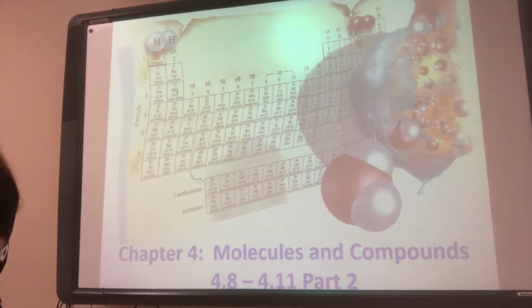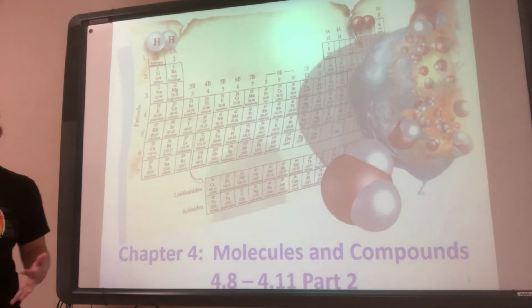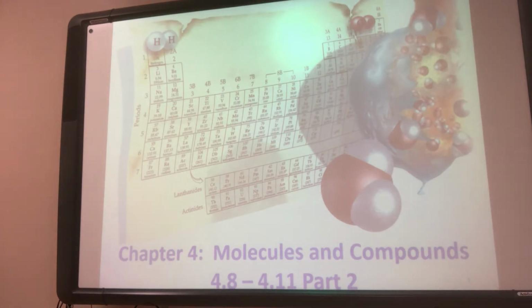Now that we've covered all that naming, I know it's a lot, so there's a table in your book that kind of breaks down the naming. Make your own little chart, flow chart, whatever you need, so you can figure out all the naming. So now we're gonna move into the math part of chapter 4.